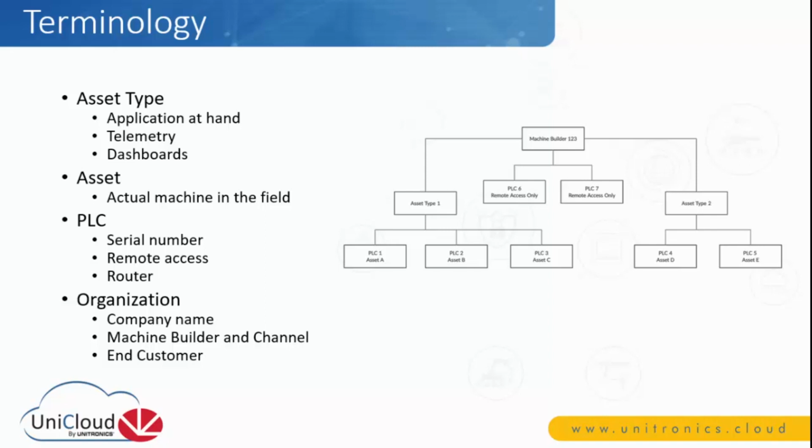The end customer will then be assigned access by these channels in order to gain access to certain portions of the interface that shows data that pertains to their needs. The organizational structure determines what users have access to what within UniCloud. You'll see here on the right an example of a potential structure where assets are added to be able to pass telemetry or be available for remote access only based on the credentials that that particular user has.